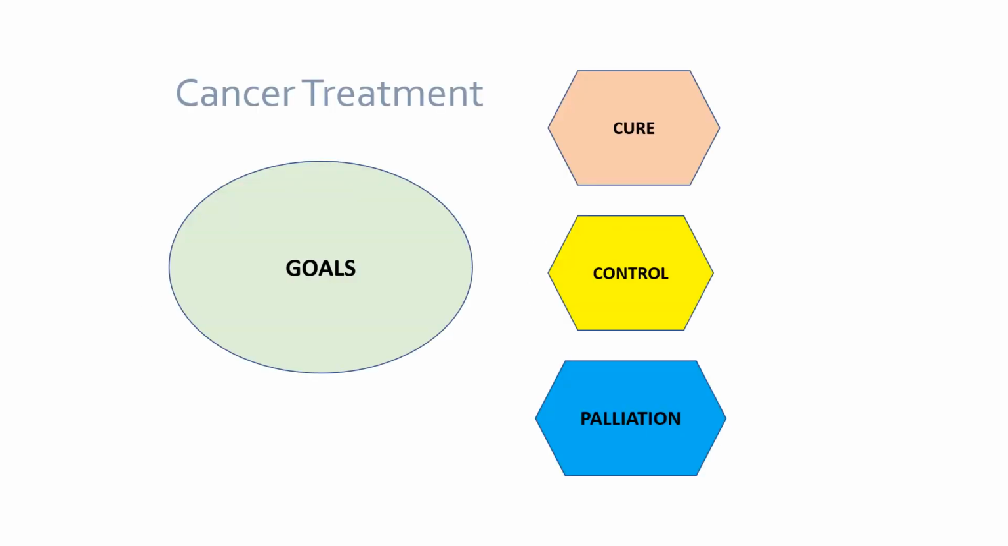So, collaborative care. The goal of treatment, of course, there are 3. There may be a cure, you may control the growth and the symptoms, and then there's palliation, which is being comfortable at the end of the disease process.